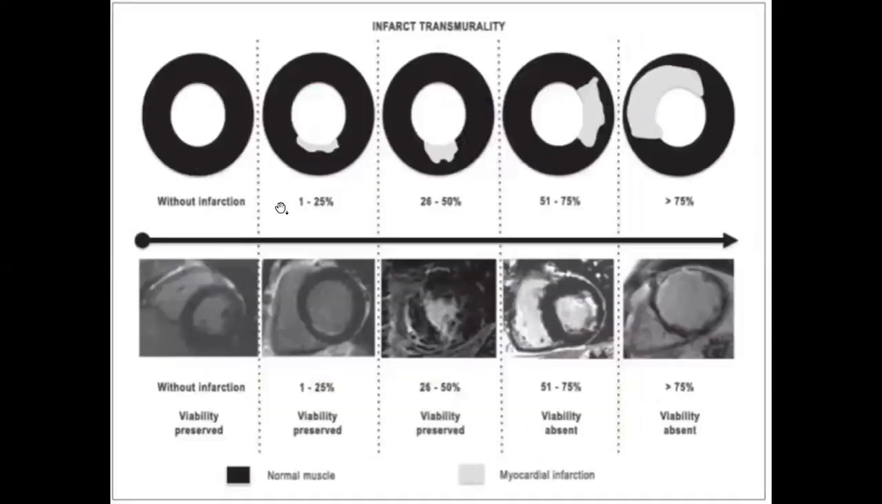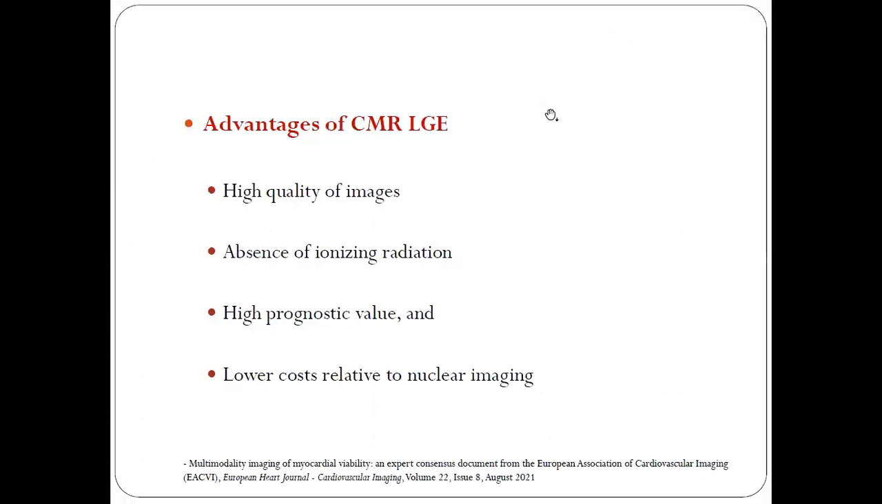So without infarction, or 1 to 25%, viability is preserved. With 26 to 50%, viability is preserved. If more than 50% of the transmural tissue is gone, it means it is infarcted, viability is absent, and there is no use of doing reperfusion in this setting.